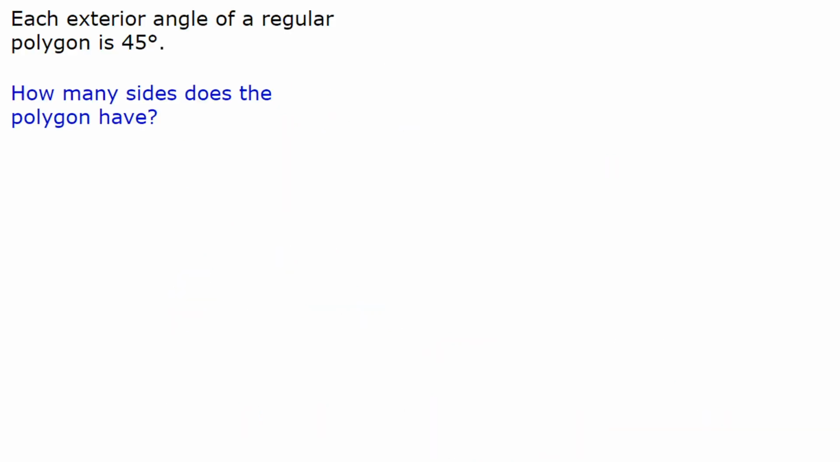So, let's prove it. Each exterior angle of a regular polygon is 45 degrees. How many sides does the polygon have? Well, if we can draw a sketch of the polygon, it's going to be something like this, maybe, and so on and so forth. I'm just going to do it with 2, just because I don't know what this polygon's going to look like. We're told that this exterior angle is 45, right?